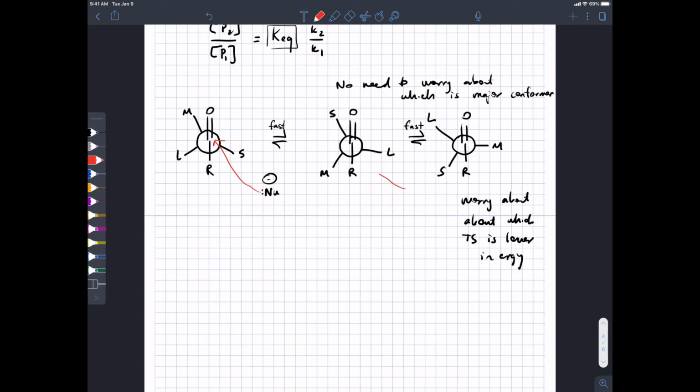So you have to consider the approach and which pathway is better for a nucleophile to approach. Is it better to approach via the small group, the large group, or the medium group? And then this reaction is irreversible. So we only need to worry about which transition state is lower in energy. This is the lowest in energy. This would lead to the lowest in energy transition state. So this reaction is fastest.